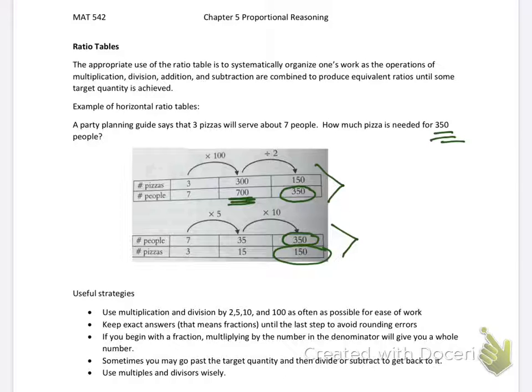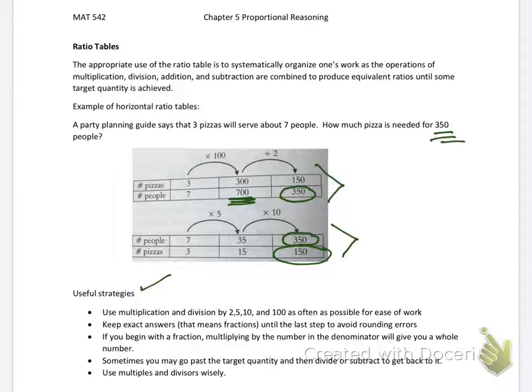Okay, so useful strategies you want to consider. When you're doing these ratio tables, suggest your kids use multiplication and division by 2, 5, 10, and 100. That's going to make it easier for them. They can use other numbers if they want, but in terms of starting out, 2, 5, 10, and 100 are good ones to work with.